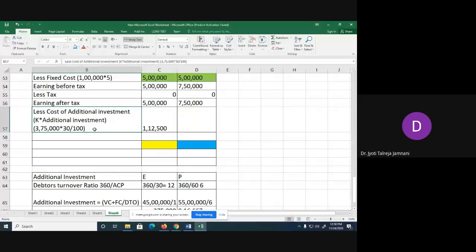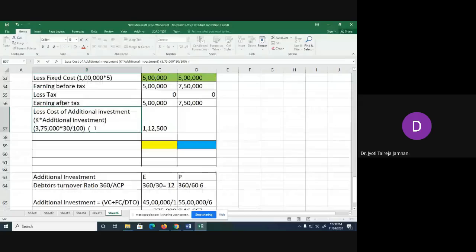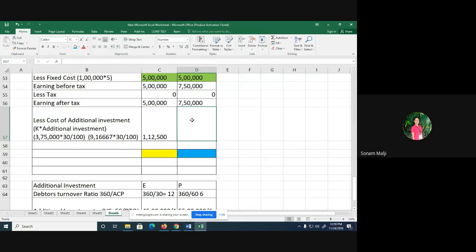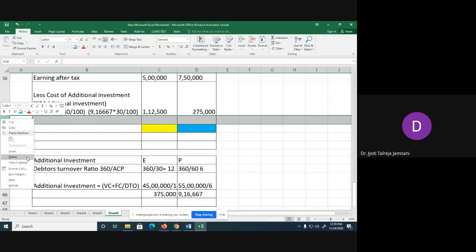Okay, then next, for the proposed plan, 9,16,667 into 30%. How much do you get? 2,75,000.1. We take it as 2,75,000. We will not consider that point.